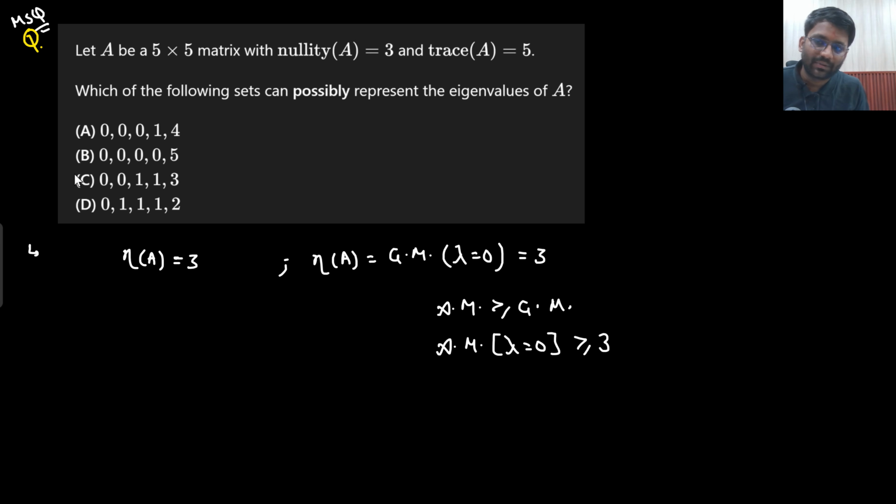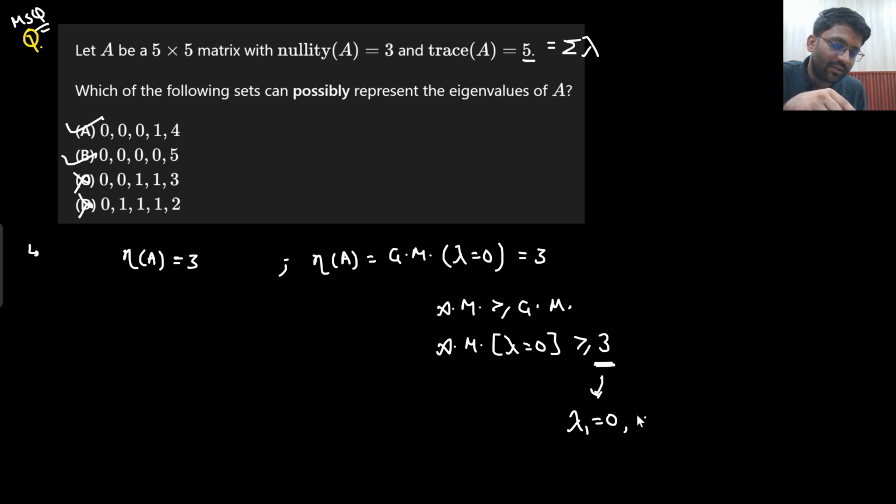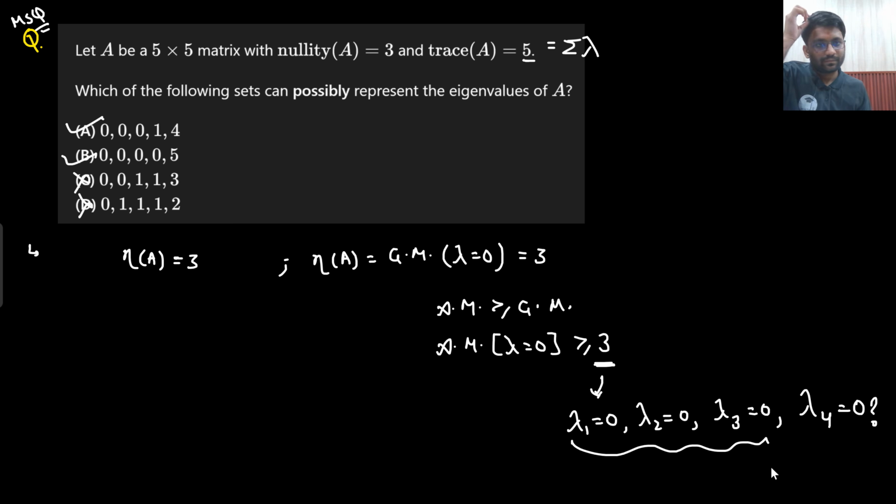Minimum 3. That means this is wrong, this is wrong. You will have a minimum of 3 zero eigenvalues. And the trace has to be 5. That means the summation of all the eigenvalues has to be 5. You need to have a minimum of 3 zero eigenvalues. The fourth eigenvalue might be 0, might not be 0, but the three are there for sure. So 4 zero eigenvalues I can also have, but making sure one thing, the trace has to be 5.